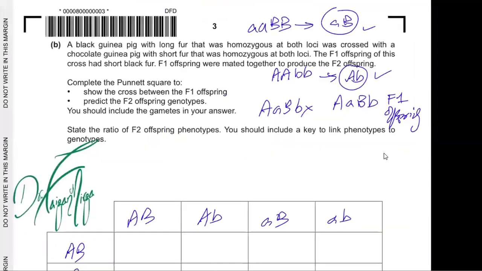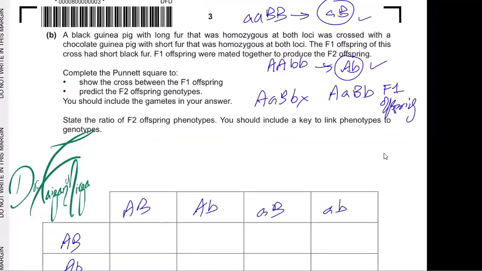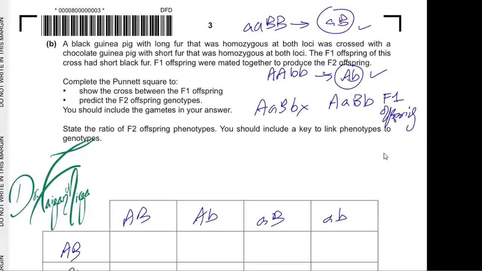So let's move on. Next, they are asking you to put a cross here and put a cross together here: a black guinea pig with long fur that was homozygous at both loci.